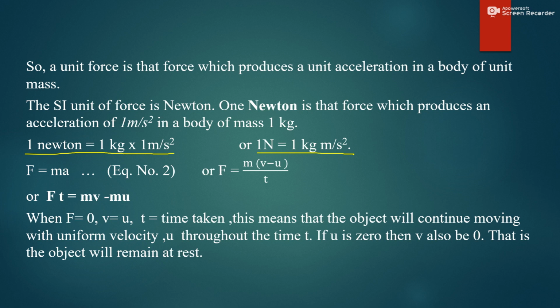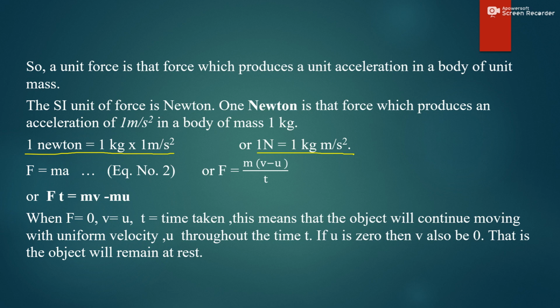So F becomes ma, because F is equal to m(v minus u) upon t. This is our equation number 2, which is equal to Ft is equal to mv minus mu.